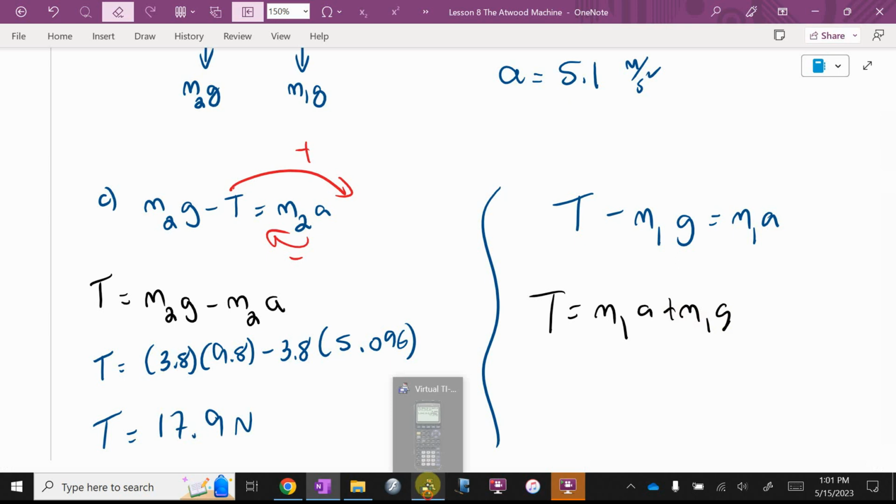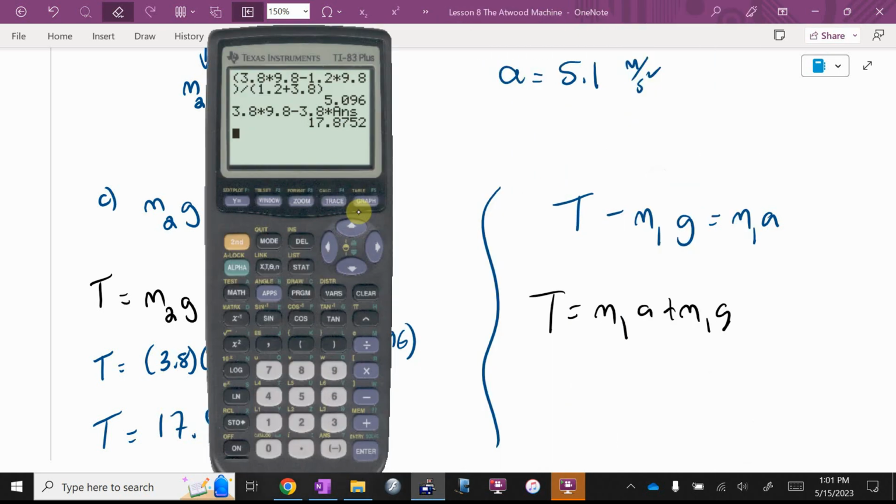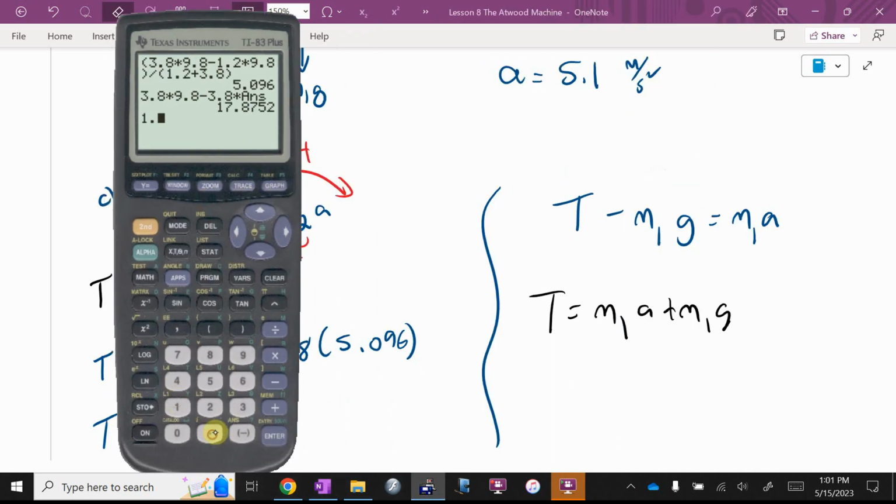Really quickly, let's go straight to our calculators. What was M1? 1.2 times, what was A? 5.096 plus 1.2 times 9.8. And Brendan, times 0.8, Mr. Dueck, times 9.8. I also get 17.875. It doesn't matter which one you pick, especially if you're using your answer button to carry all the sig figs through, you'll get the identical answer.